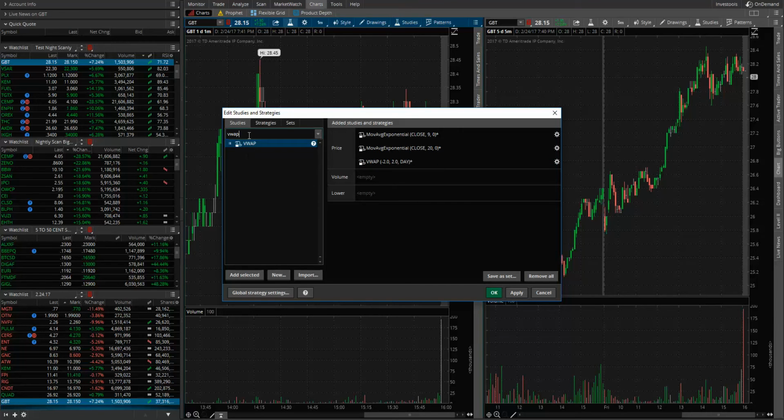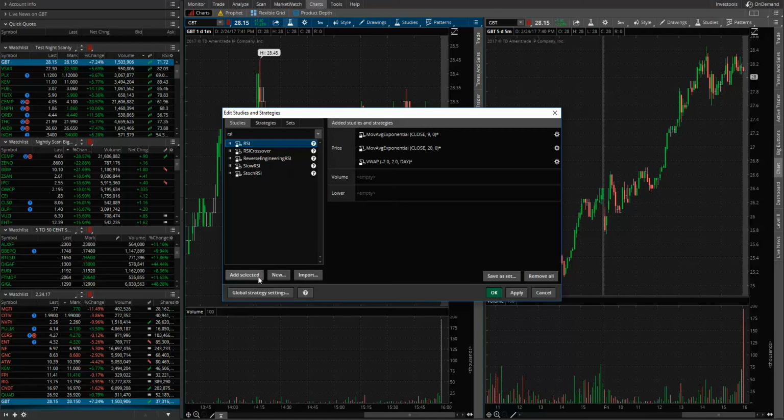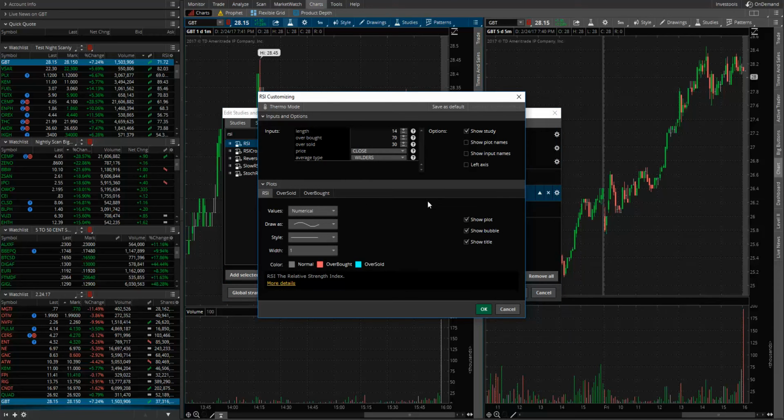On the lower, I like to use the RSI. So put RSI, okay, and add selected, all right. And then you could kind of figure out how you want it to look. So overbought, oversold. When it's overbought, it's red. When it's oversold, I'm gonna change this to green, because to me green means when it's oversold, it's at a value and it may be a potential buy. So that's how I get those colors.